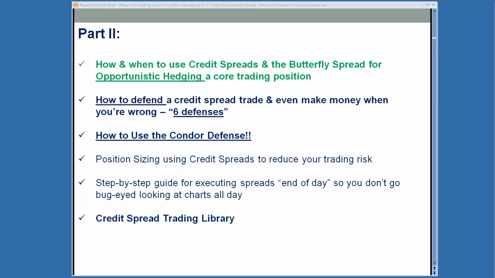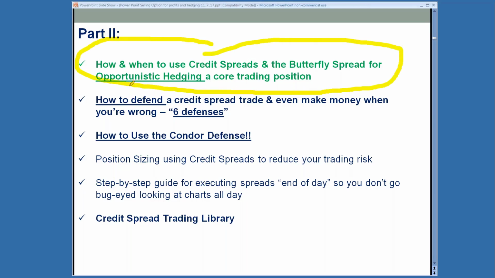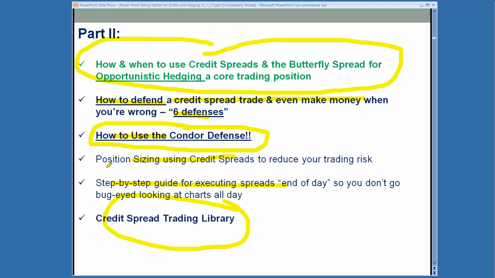Then how and when to use credit spreads and the butterfly spread for your hedging. This is a big part. If you're not hedging your positions or knowing how to hedge, you're going to eventually really get hurt. So you want to be able to do this, and this course teaches you a really quick way to hedge. And then I also teach you 6 defensive strategies for these credit spreads. One strategy I love is the condor defense, so I teach you that. Position sizing, a step-by-step guide for setting things up, plus a great trading library. So just a huge amount of good stuff here.